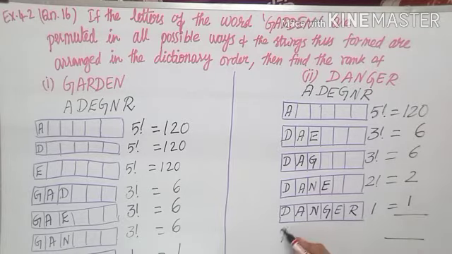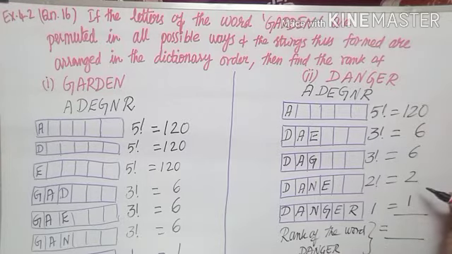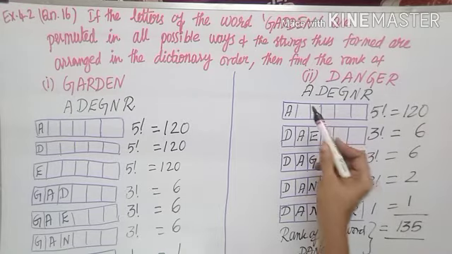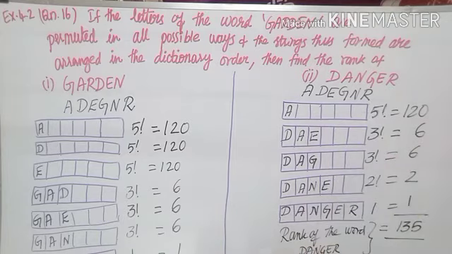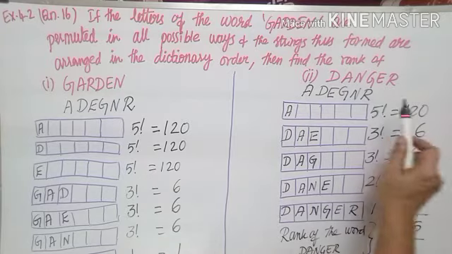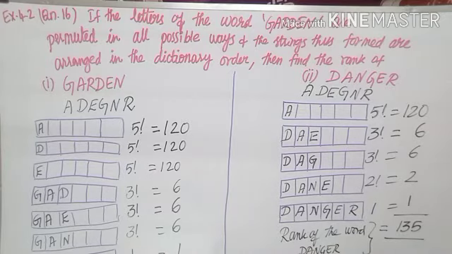What is the total? This tells me the rank of the word danger. Total and check how much you get. 132, 134, 135. So when we arrange the letters of the word garden in alphabetical order, garden ranks 379 whereas danger ranks 135. So the rank of the word danger is 135.